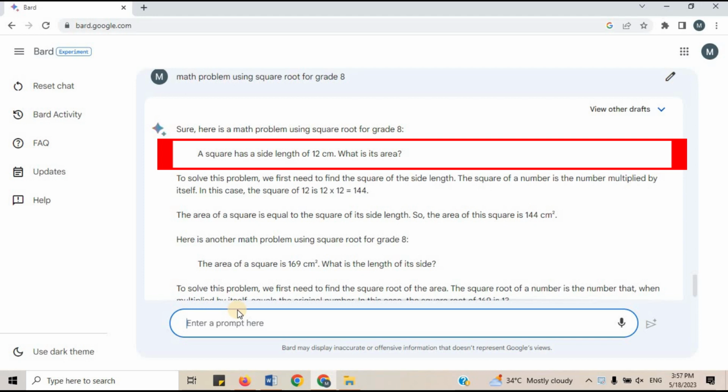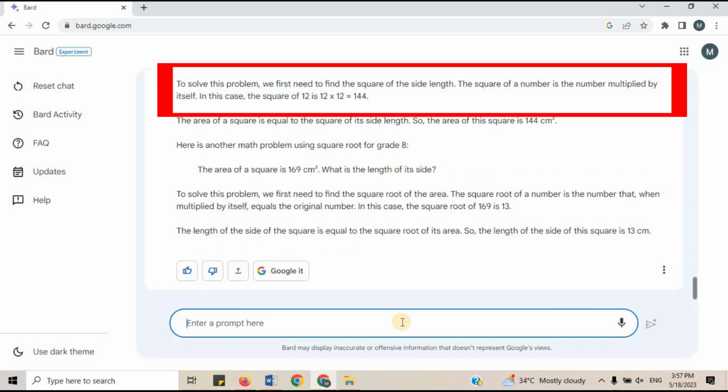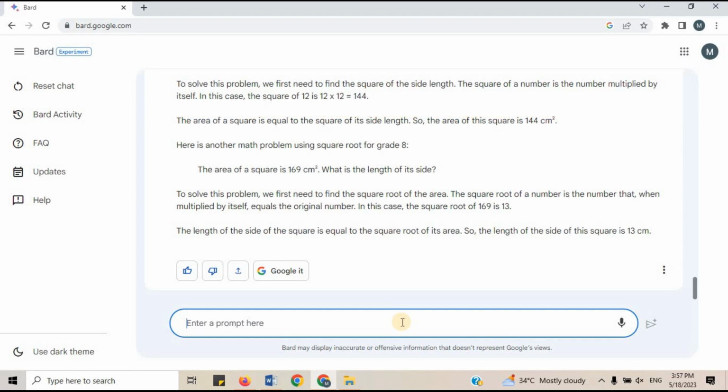A square has a side length of 12 cm. What is its area? To solve this problem, we first need to find the square of the side length. The square of a number is the number multiplied by itself. In this case, the square of 12 is equal to 12 multiplied by 12, which is equal to 144. In this way, we got the solution of this problem as well.